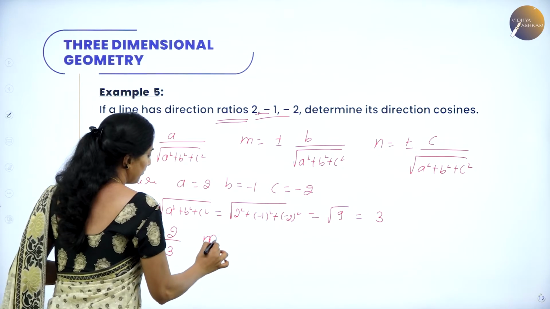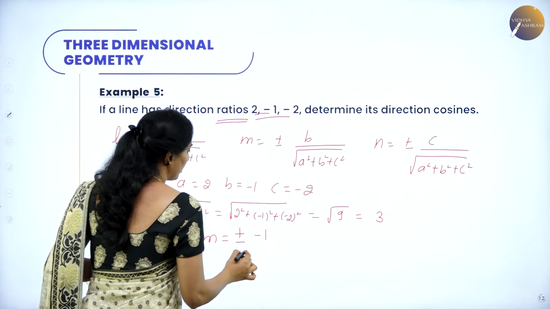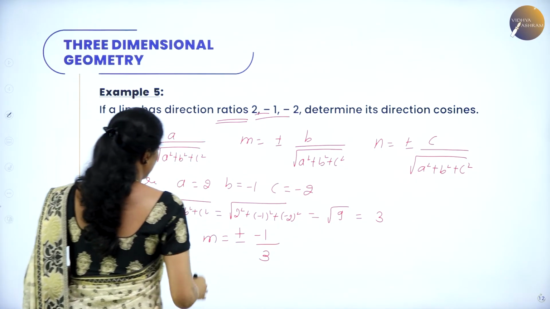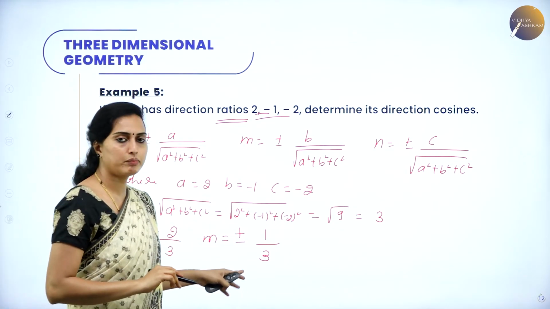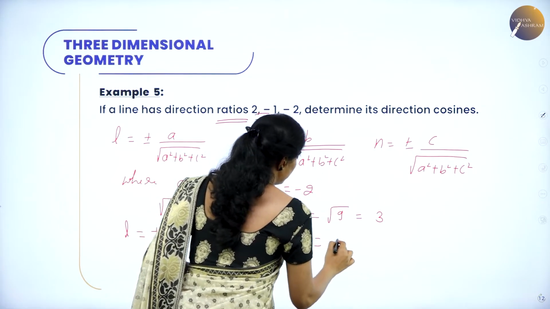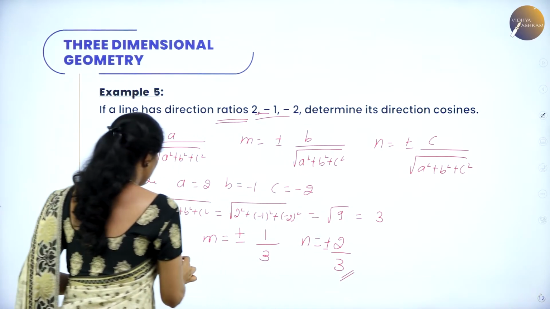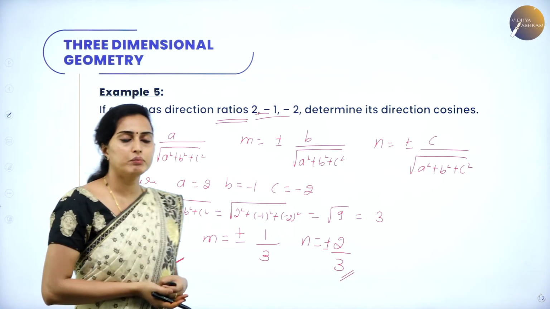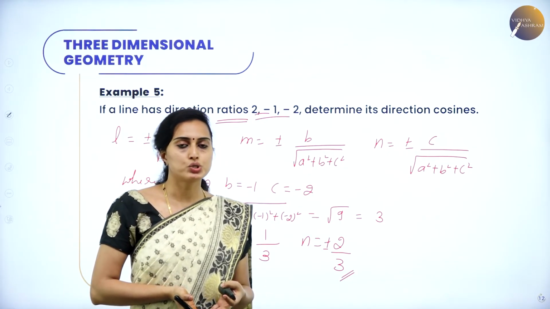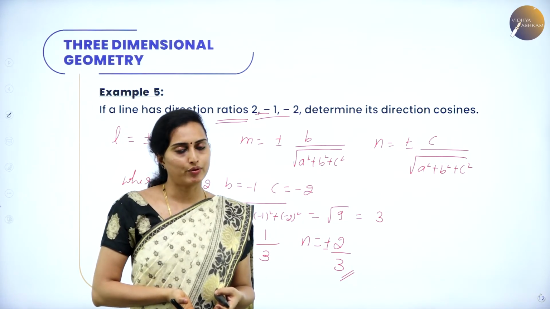Similarly, what is m? m is equal to plus or minus b divided by what? Minus 1 divided by 3, so minus 1 by 3, isn't it? So already you have plus or minus 1 by 3. Similarly, n is equal to plus or minus 2 divided by 3. So this is plus or minus 2 by 3, minus plus or minus 1 by 3, and then plus or minus 2 divided by 3. That is the direction cosines when the direction ratios are provided.